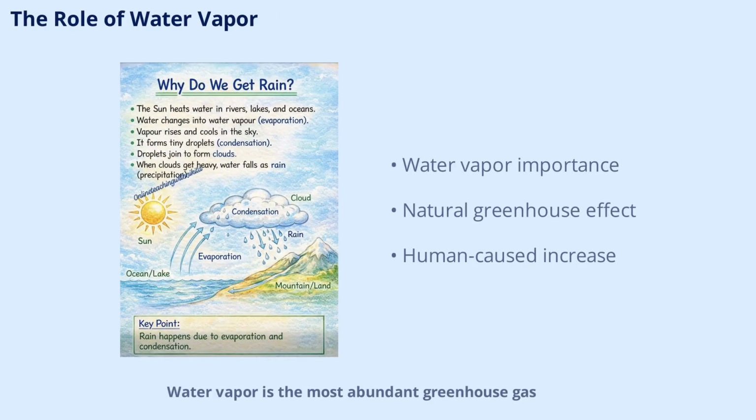Water vapor is the most abundant greenhouse gas and plays a vital role in maintaining Earth's temperature. Naturally occurring greenhouse gases, including water vapor and CO2, keep the planet warm enough to support life. Without them, Earth's average temperature would be about 33 degrees C lower. The problem arises when human activities increase the concentration of these gases, causing temperatures to rise beyond natural levels.